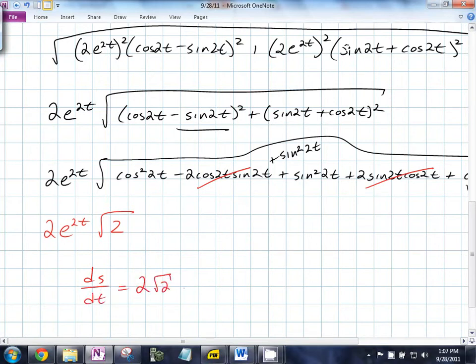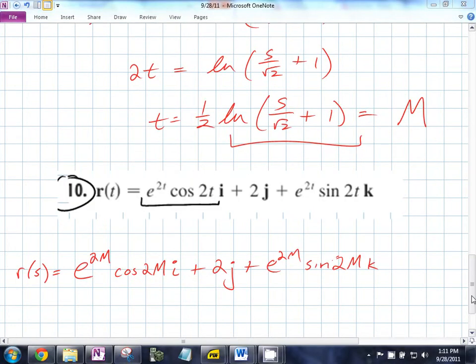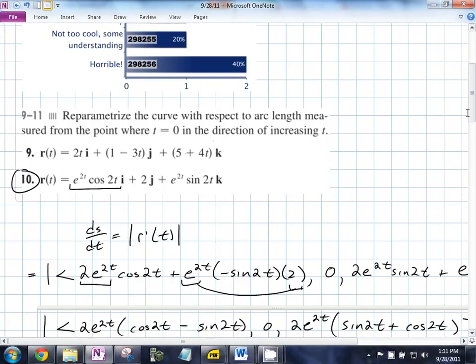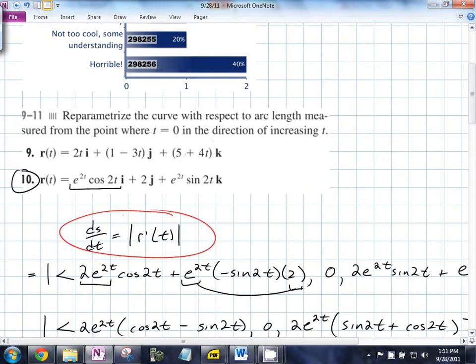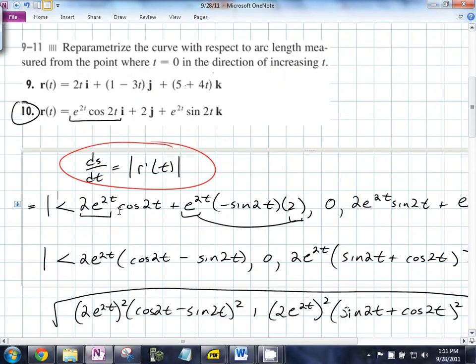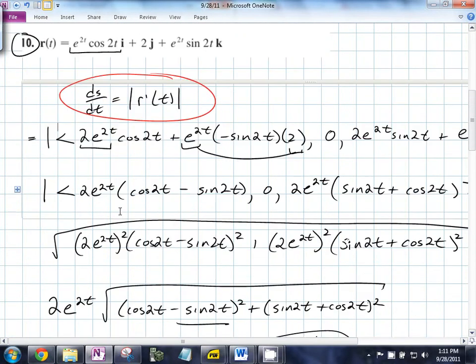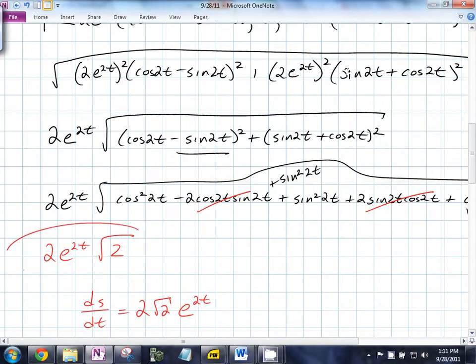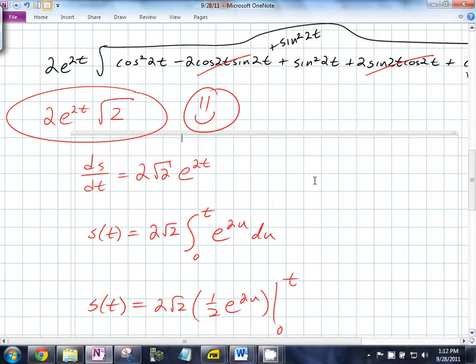What did we do? We started with this. This was the key to everything right there. We then found the derivative of r of t. We then found the magnitude, and luckily did it come down to something nice? That is awesome, right? We then found ds dt. What did we do to that? We integrated. By integrating, we actually found a relation between s and t, and then we isolated t, and then took what we got and substituted it back into the original equation.